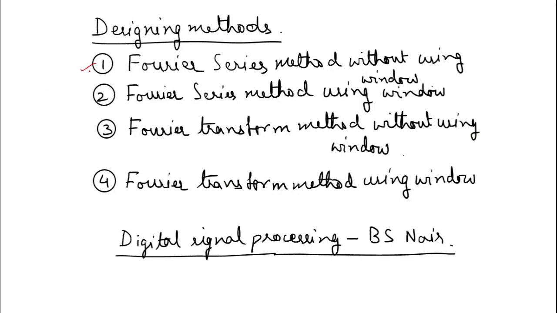The first one is the Fourier series method without using window. Second is the Fourier series method using window. Then Fourier transform method without using window. Then Fourier transform method using a window.